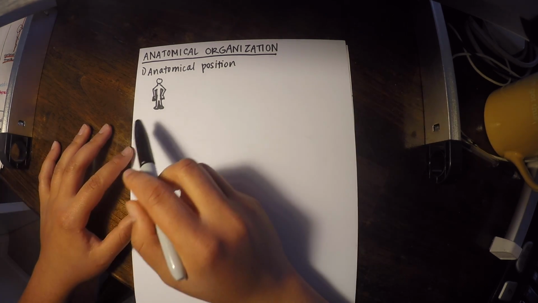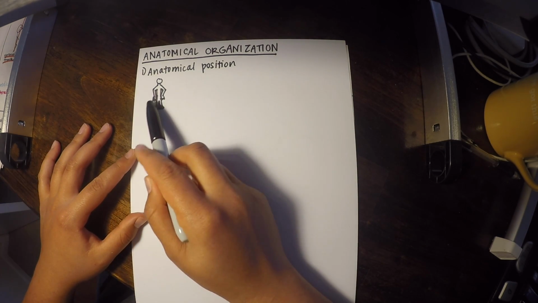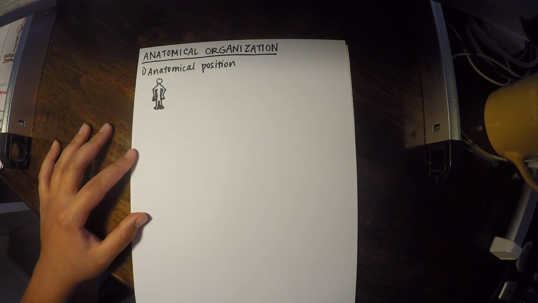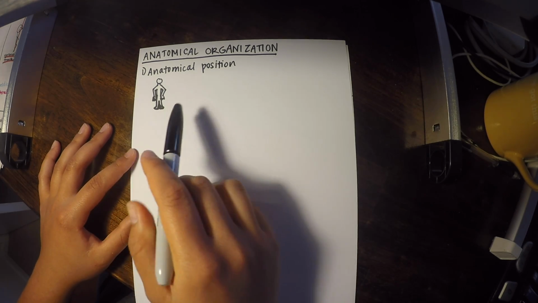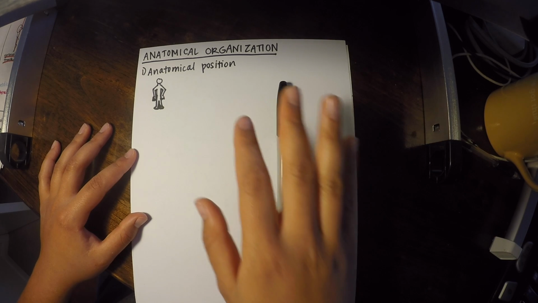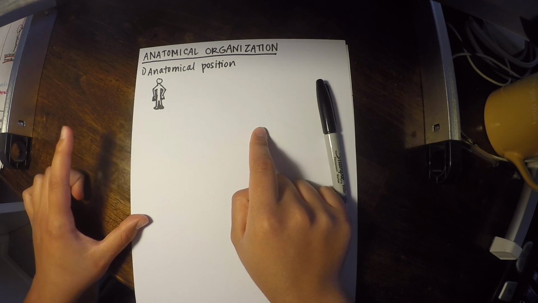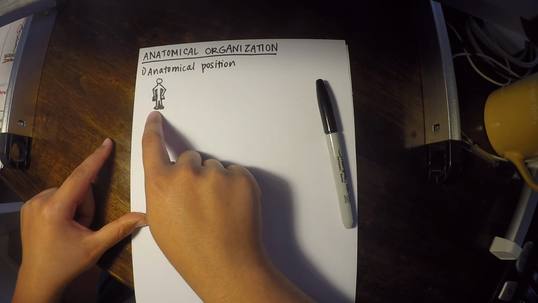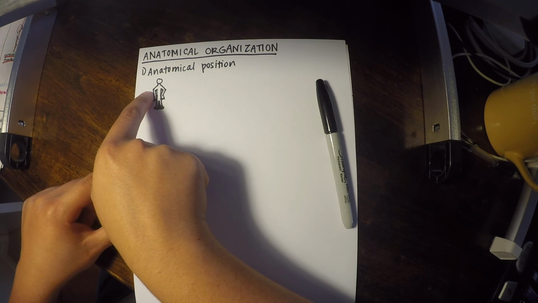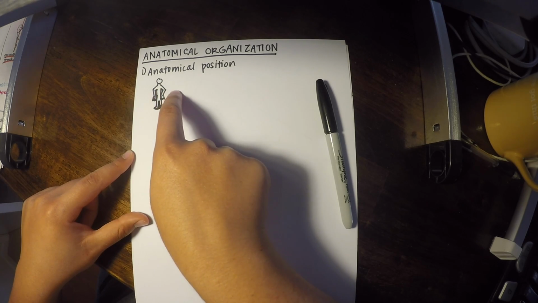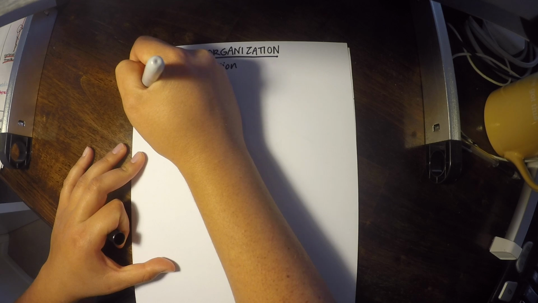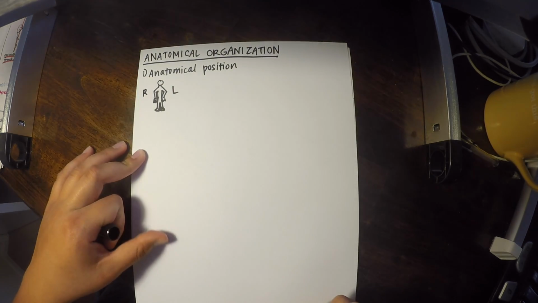Now, if we look at this guy, we are, again, looking at the front of his body, but we're looking at him from our perspective and our eyes. So when we're looking at him, the right side of our body is right here, and the left side of our body is right here. But when we're facing this person, the right side of his body is right here, and the left side of his body is right there. So it's opposite of what the sides are on our own body.